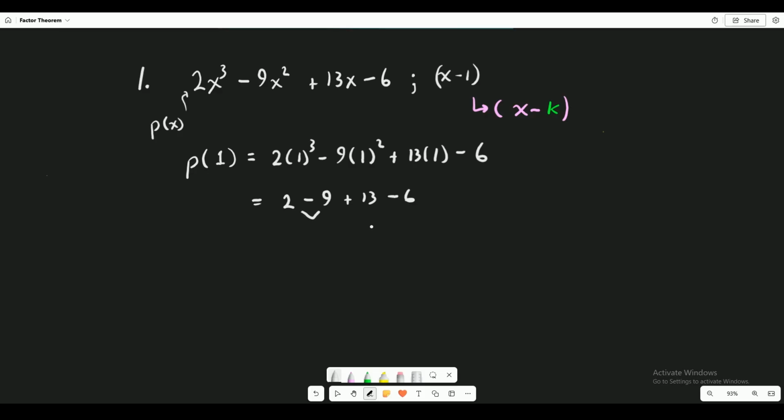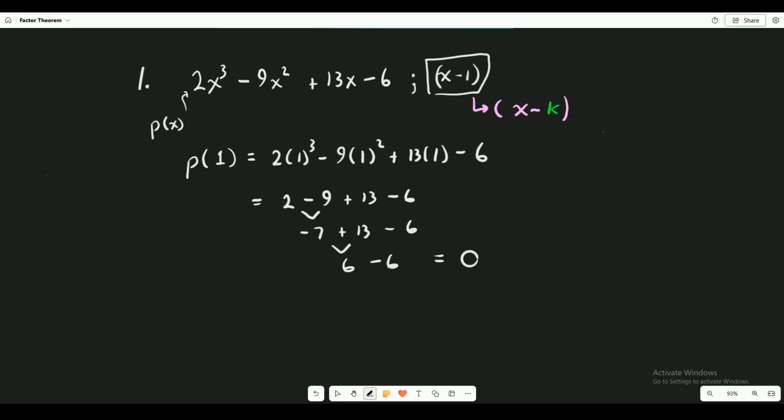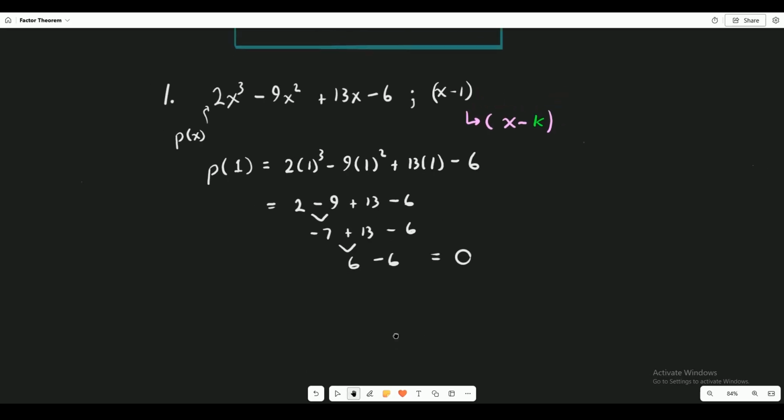Let's do it piece by piece. 2 minus 9 is negative 7, plus 13 minus 6. Negative 7 plus 13 is equal to 6. Apologies. And we have that 6 minus 6 is in fact equal to 0. So we can confirm that because p of 1 is equal to 0, then this right here is a factor of my given polynomial.